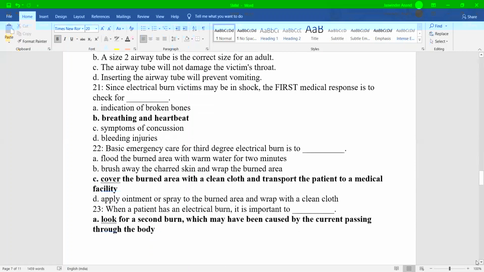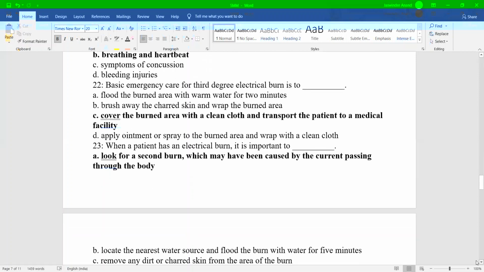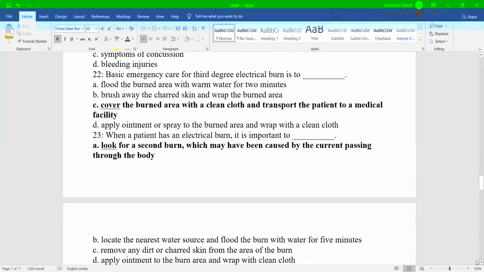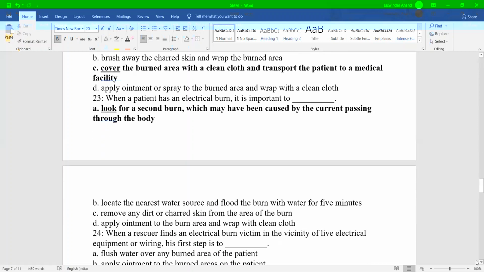Question number 22. Basic emergency care for third degree electrical burn is to, the answer is C, cover the burned area with a clean cloth and transport the patient to a medical facility. Question number 23. When a patient has an electrical burn, it is important to, answer is A, look for a second burn which may have been caused by the current passing through the body.